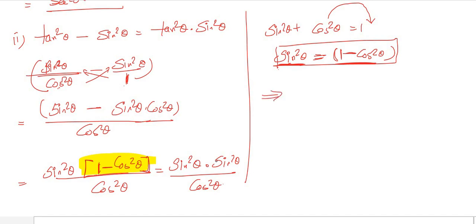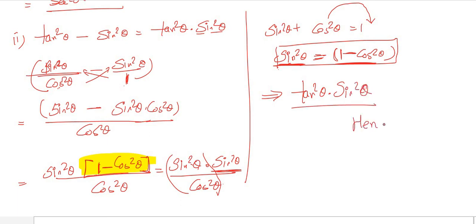So what will it become? What is sine by cos? Sine square by cos square is nothing but tan square theta. And what is left over? Into sine square theta. So it is hence proved. Correct? It looks exactly the same. Next part.